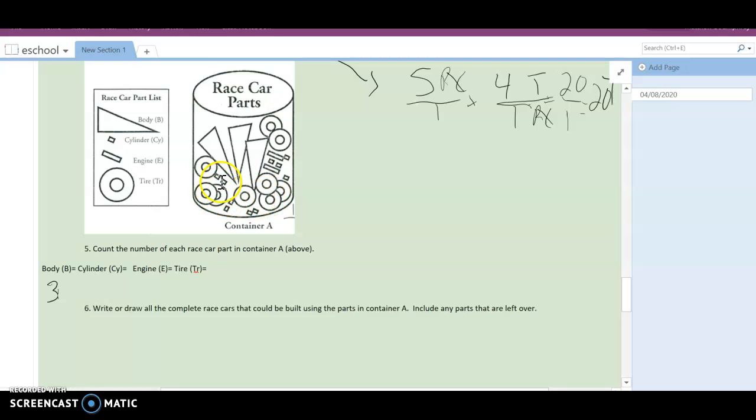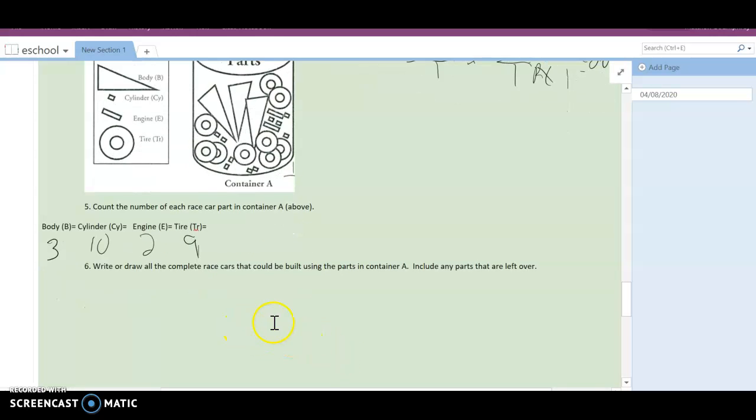I'm going to do that again to make sure. 1, 2, 3, 4, 5, 6, 7, 8, 9, 10. Cool. Confident now. Engines. How many engines? 1, 2. Look closely. I only see 2. And then how many tires? 1, 2, 3, 4, 5, 6, 7, 8, 9. 2, 4, 6, 8, 9. So I see 9 of these things.